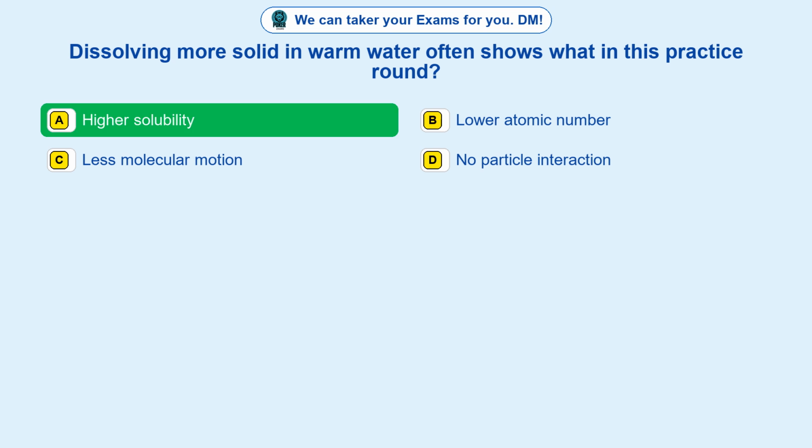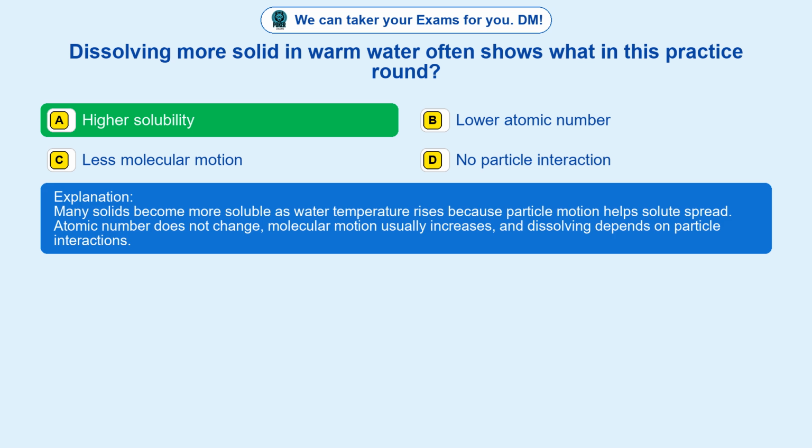Higher solubility. Many solids become more soluble as water temperature rises because particle motion helps solute spread. Atomic number does not change, molecular motion usually increases, and dissolving depends on particle interactions.